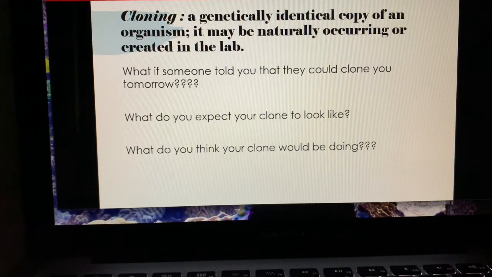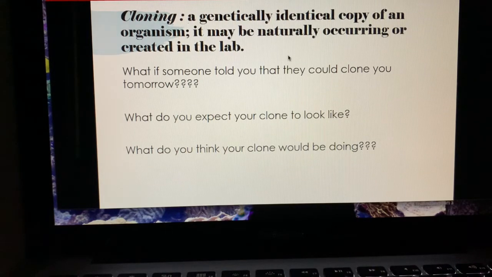Now, typically my students would say, oh, I'd send my clone to school, or I'd make my clone do my homework, or I would be home sleeping or at the beach and my clone would be mowing the lawn. And that's a common misconception with middle schoolers. So we're going to go through the process of cloning, how it happens, and what your clone would really be doing.